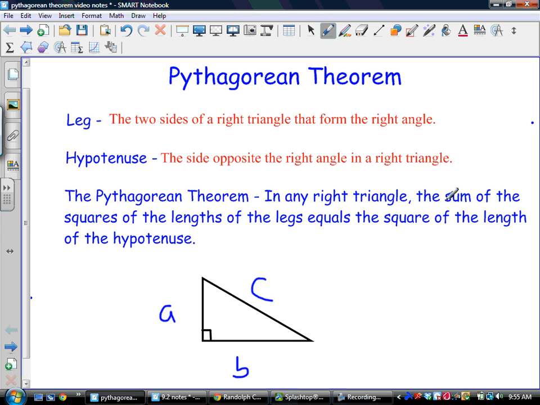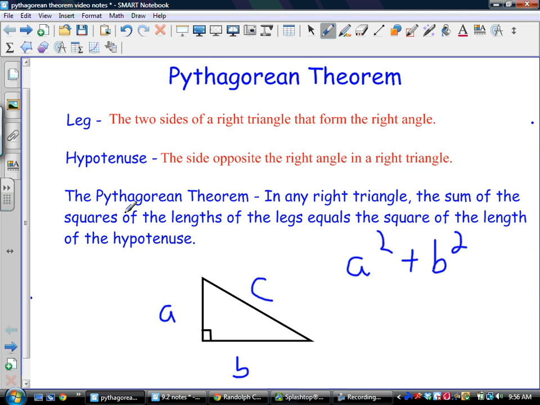First of all, it says the sum, which we know means we're going to be adding something. The sum of the squares of the lengths of the legs. In other words, however long this side is, whatever A is, and however long the bottom is, B, you just square them. So you have A squared, and you have B squared. And it said that we were going to take the sum of those things. So we have A squared plus B squared. That's what all of this says.